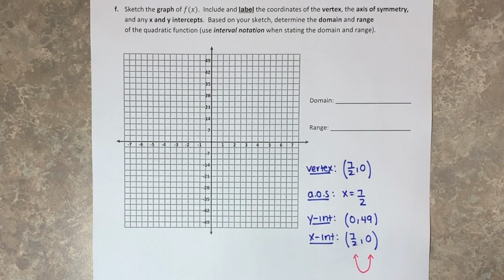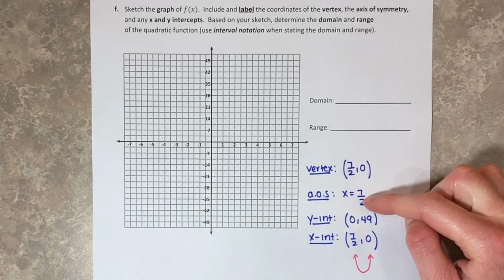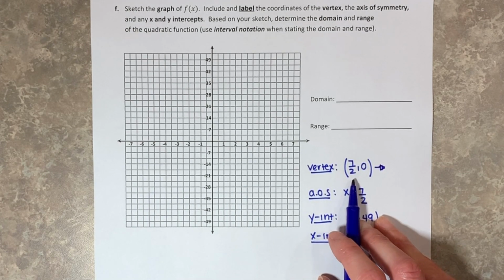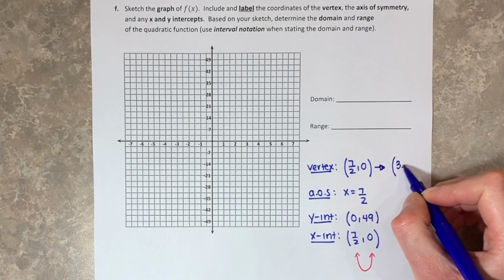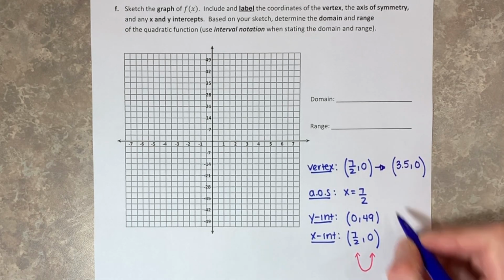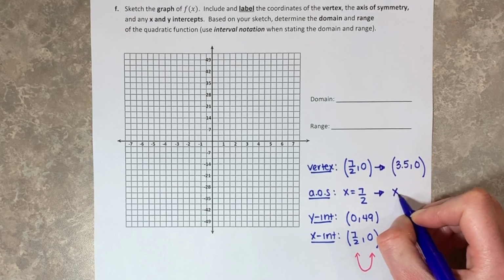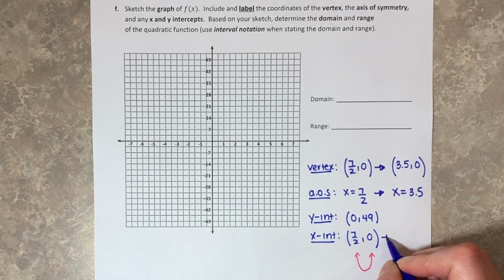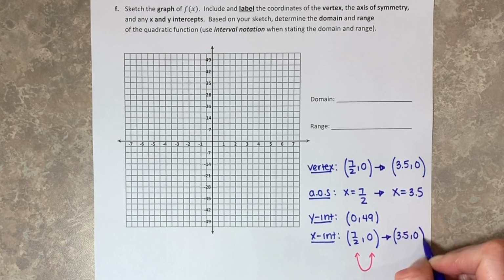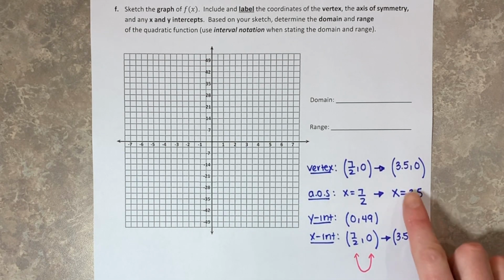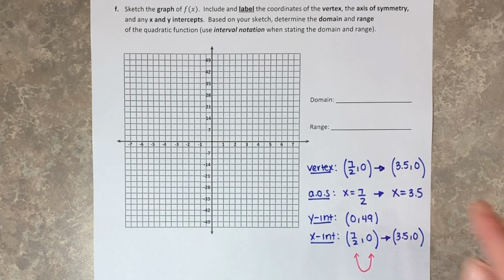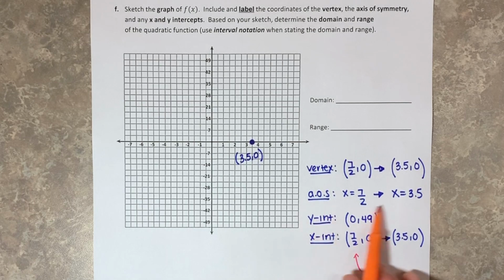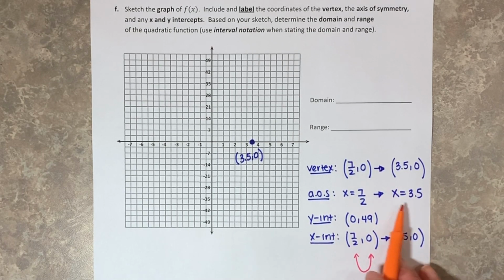And when we're graphing, it can sometimes be helpful to convert fractions to decimals, so I'm going to do just that. 7/2 is equal to 3.5, so we can write the vertex as 3.5, comma 0, and then we can write the axis of symmetry as x is equal to 3.5, and similarly we can write the x-intercept as 3.5, comma 0. Okay, let's start by plotting the vertex at 3.5, comma 0. Next, let's graph the axis of symmetry, which is the vertical line x equals 3.5.